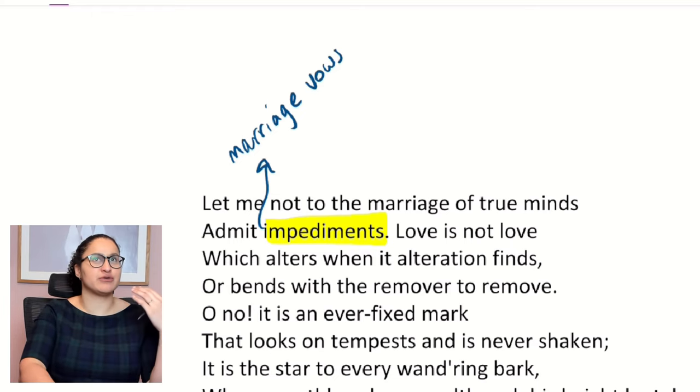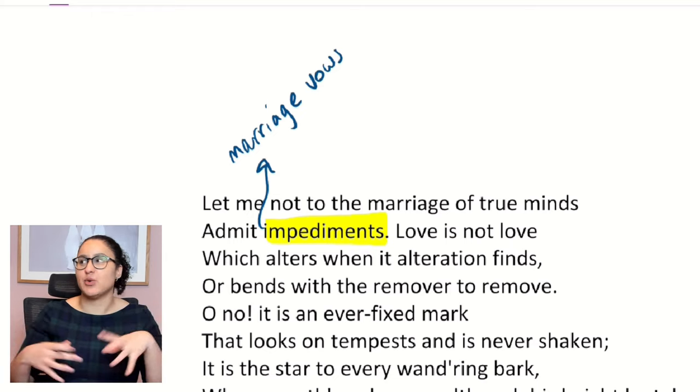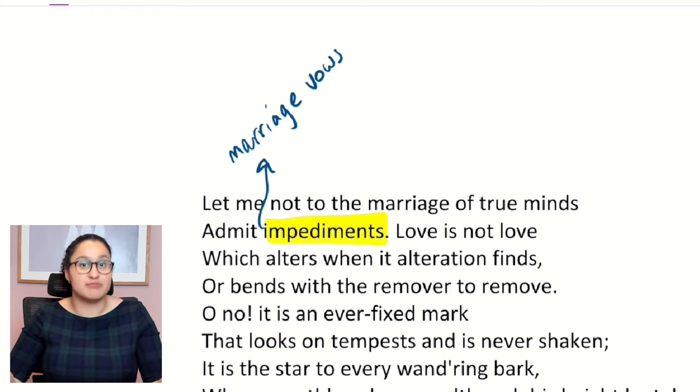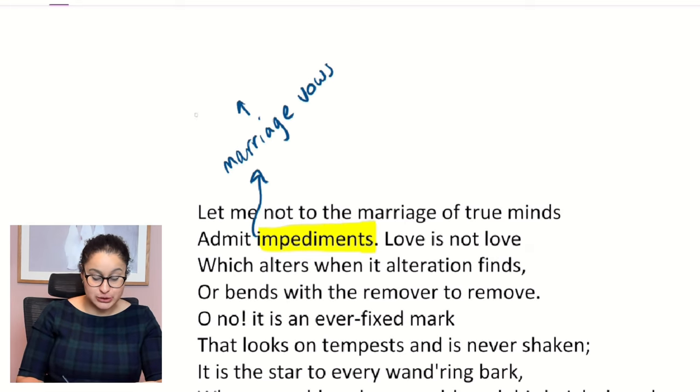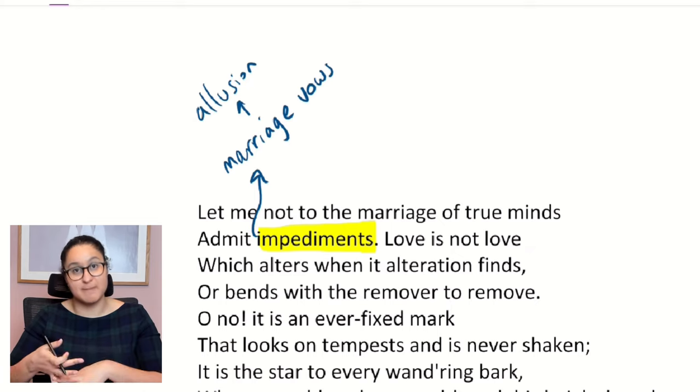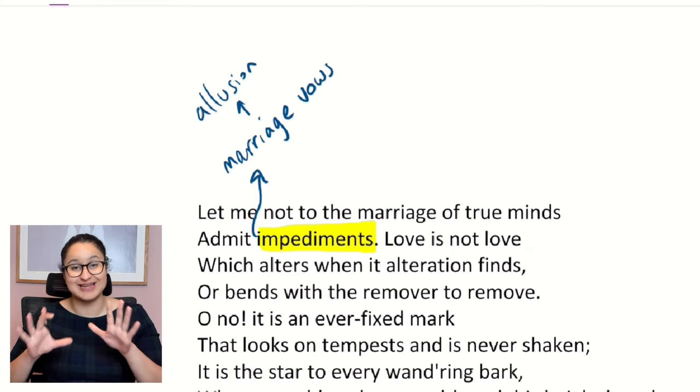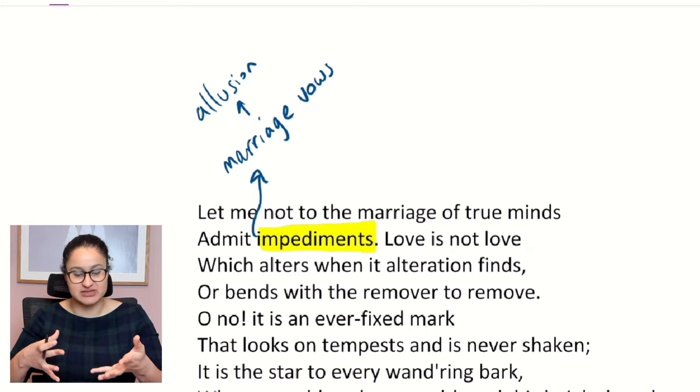So it's this idea of during a wedding ceremony, you are supposed to be allowed to declare if you know some reason why these two people shouldn't get to be married. So what he's essentially alluding to is marriage vows and the sort of official wording within marriage vows. And I'll come back to that in a second in terms of what the significance of that is.